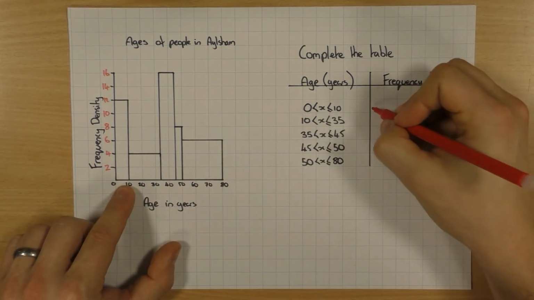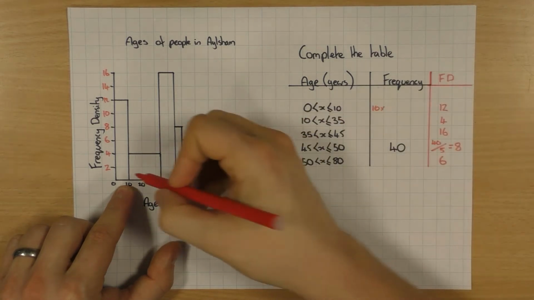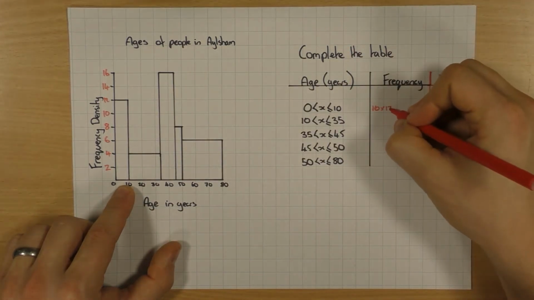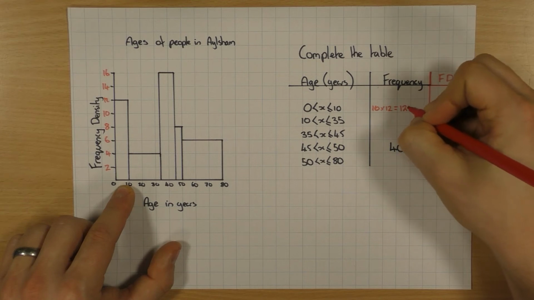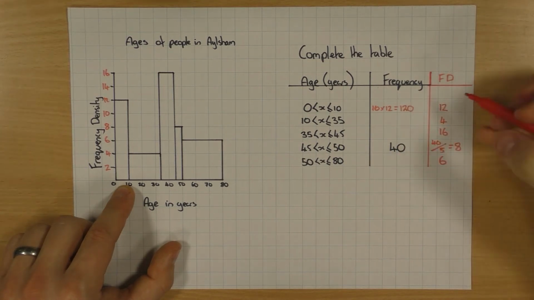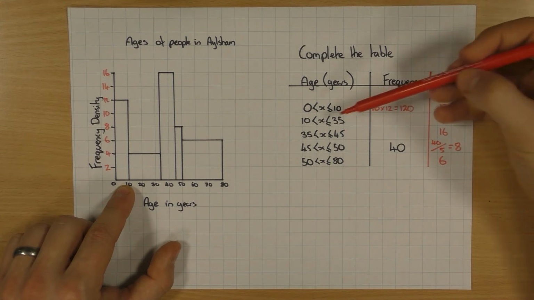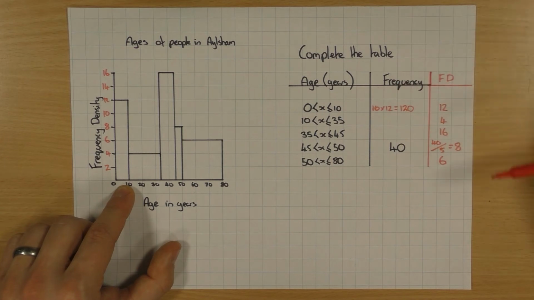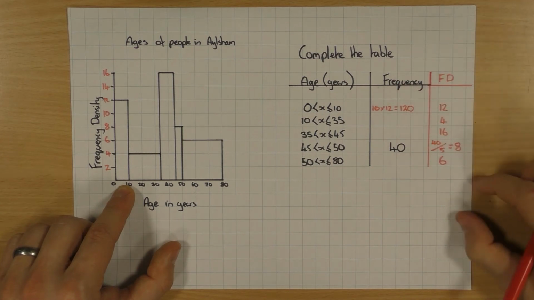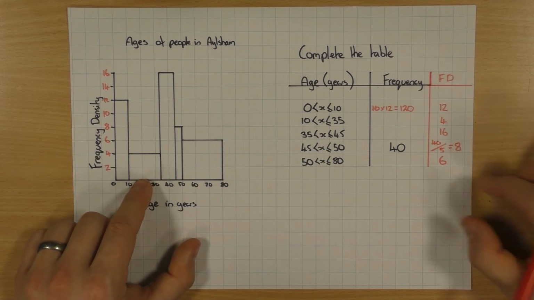So the class width here is 10 times the height, which is 12, which gives me 120 for my frequency. And you can check it as well, just by going the frequency, which we think is 120, divided by the class width, which is 10, you get 12. So it all fits in together, so you can check as you go.